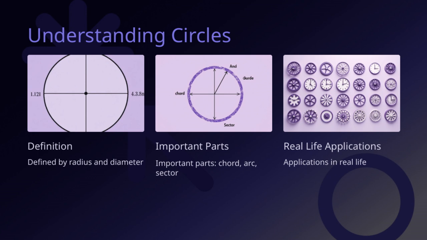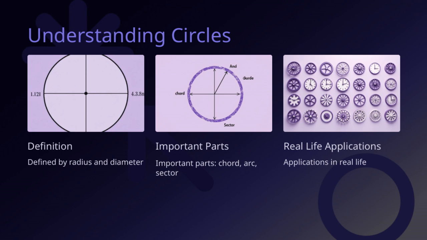Chords are straight lines that connect 2 points on a circle, and they're useful in many engineering and design contexts. Arcs are the curved parts of the circle, which are often seen in roads, bridges, and even in art. Sectors are portions of the circle enclosed by 2 radii and an arc. Think of a slice of a pie, which is a perfect example of a sector.